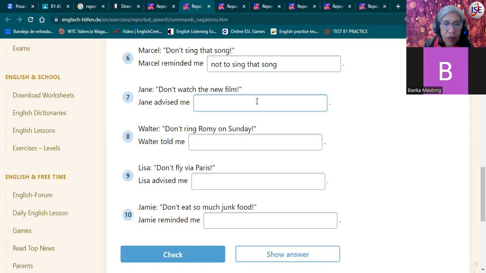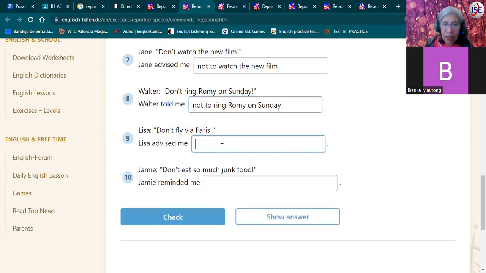Don't watch the new film. Jane advised me not to watch the new film. Don't ring Romy on Sunday. Walter told me not to ring Romy on Sunday. Don't fly via Paris. Lisa advised me not to fly via Paris. Don't eat so much junk food. Comida rápida. Jamie reminded me not to eat so much junk food.